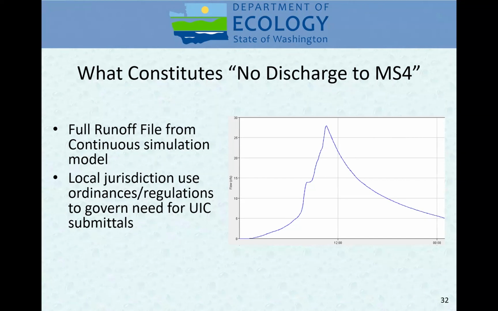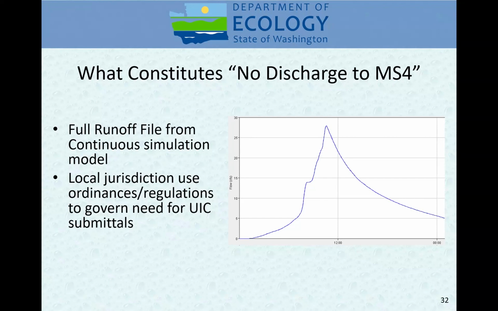So going back to the flow chart, up on that first line of the flow chart, if the entire runoff file from WWHM goes into UICs and infiltrates on the site, you are now governed by the UIC rule. You say yes, and I go over to the UIC rule, and you don't go through the rest of that flow chart. You don't look at all the other thresholds. You're under the UIC rule, and you determine how much treatment you need under the UIC rule.